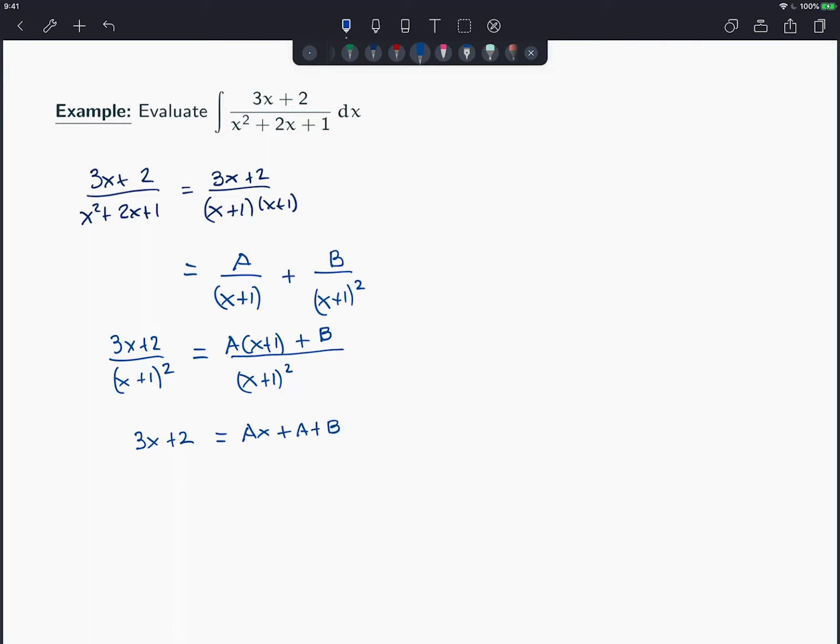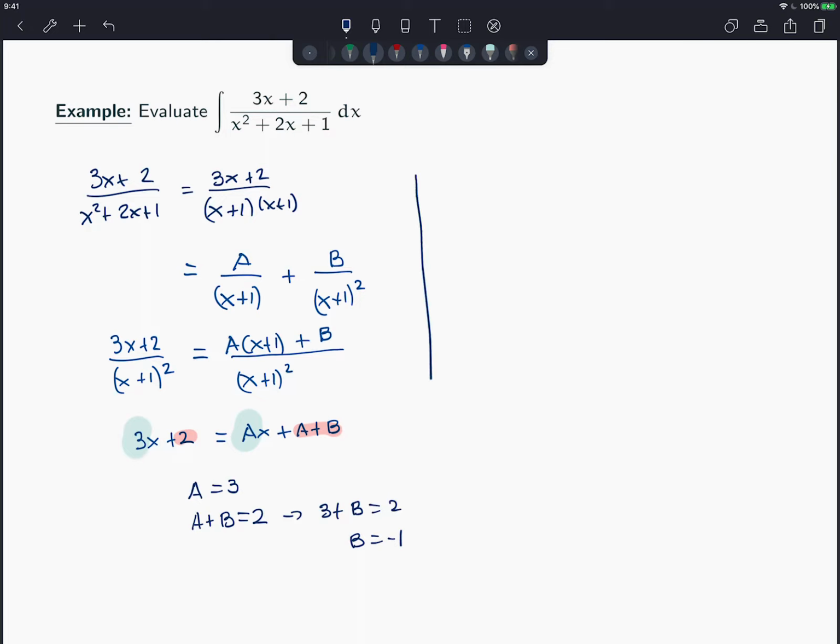So at this point, I can ignore the denominators, and all I'm doing is writing the numerator. And then at this point, we compare coefficients. A is the coefficient of x, so A has to be 3. And my other term, A plus B, is the constant term, so it should be 2. So I have a very simple system. If I write the system of equations, it's just A is 3, and A plus B is 2. My first equation gives me the value of A. If you plug it into the second equation, you get 3 plus B is 2, so B is negative 1.